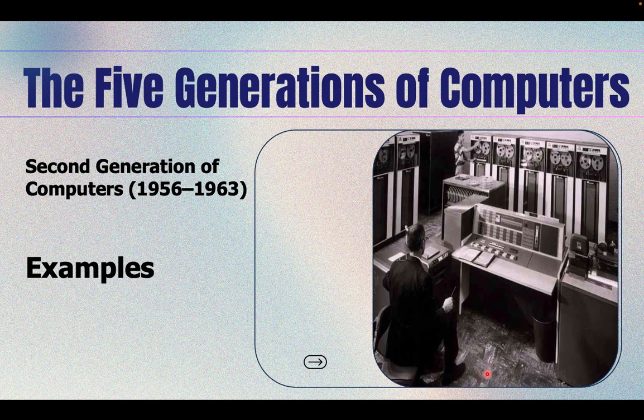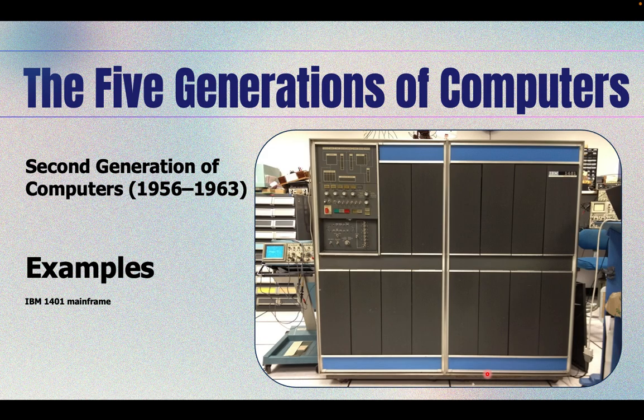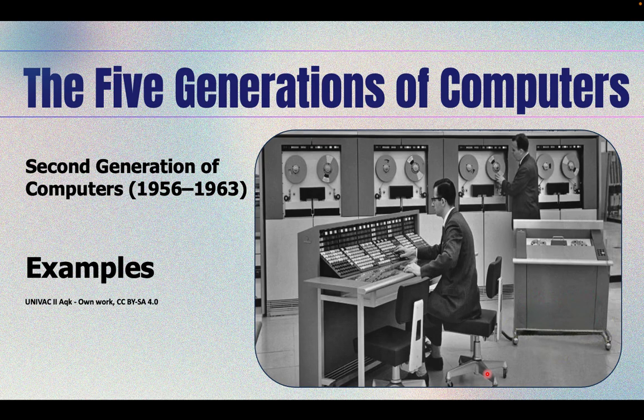All right. Now let's get some basic examples. We have the IBM 1401, and then we also have the second version of the UNIVAC, that is the UNIVAC 2. This is the IBM 1401 mainframe computer. This is how we had it in the past. And then we also have the UNIVAC 2. This is how it looks. We use the transistors to control them. That is their processing device.